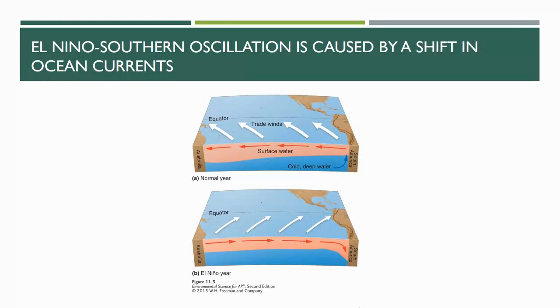So on this diagram at the top in figure A, we can see what things look like in a normal year. We have our trade winds, surface water, and where our cold, deep water is going. But in an El Niño year, we have that shift in direction of both wind and ocean currents.